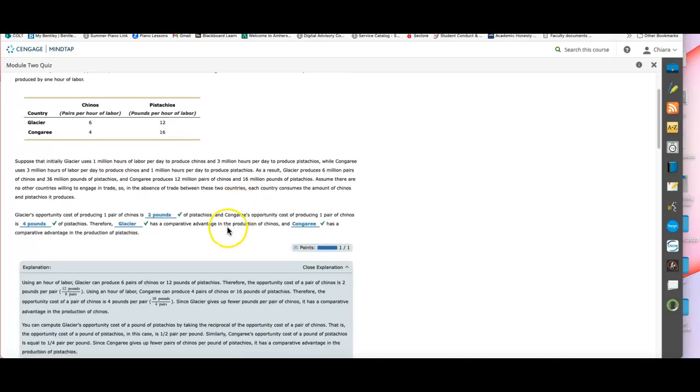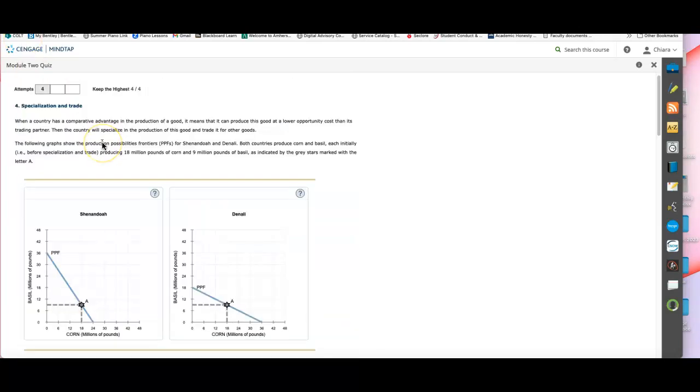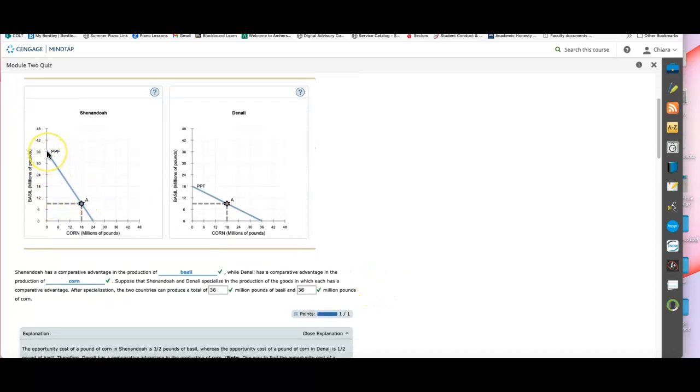Okay? So this is how we figure out question number 2. I'm going to skip question number 4 because it's similar to question number 3. You have to determine the comparative advantage between the production of these two countries. The only difference is that the numbers are provided to you on a graph instead of on a table. So when you calculate the opportunity costs, you have 36 million pounds of basil versus 24 million pounds of corn. So you can figure the opportunity cost, the trade-off between switching from basil to corn, or 18 million pounds of basil versus the 36 million pounds of corn.